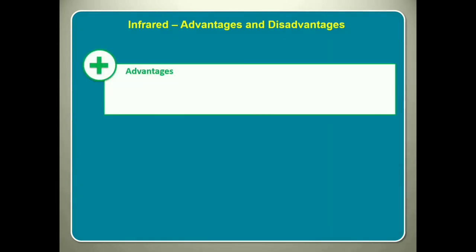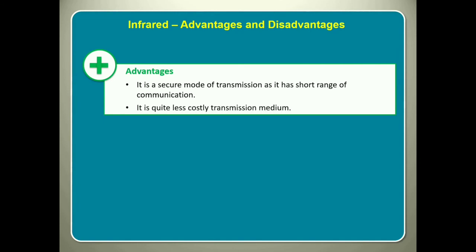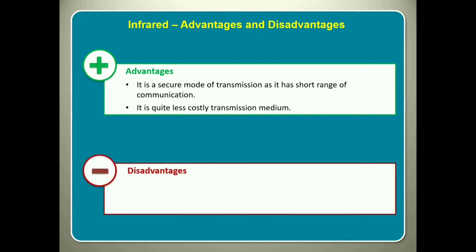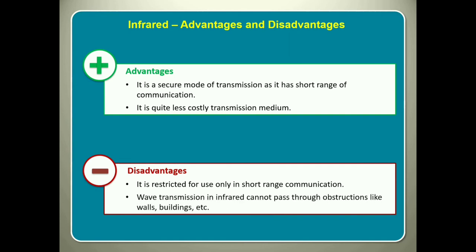Major advantages of infrared are: it is a secure mode of transmission as it has short range of communication. It is quite less costly transmission medium. There are few disadvantages of using infrared. They are: it is restricted for use only in short-range communication. Wave transmission in infrared cannot pass through obstructions like walls, buildings, etc.